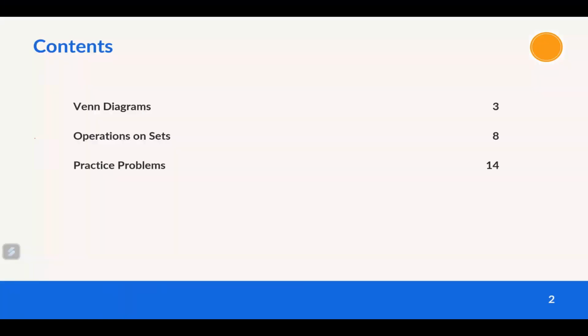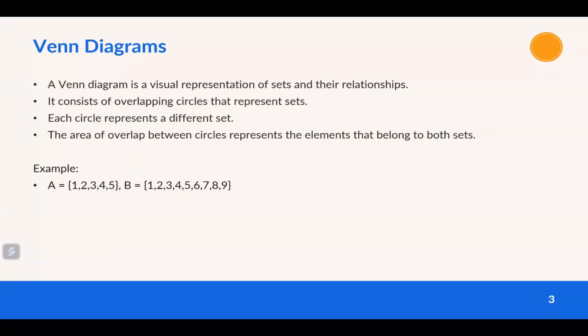So, this is the content of today's lecture. We will talk about what is a Venn diagram. Then we'll see the operations on sets and practice some problems. So, first, let us understand what is a Venn diagram. A Venn diagram is a visual representation of sets and their relationship.